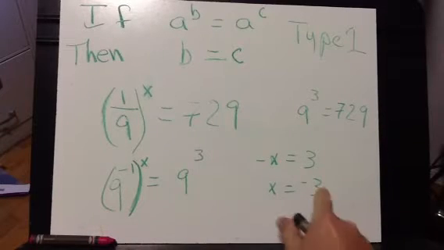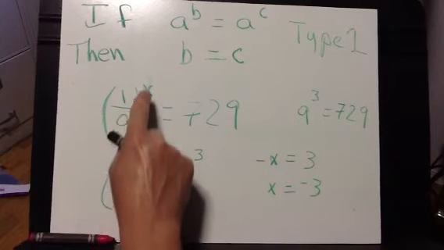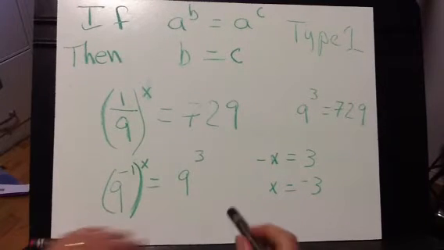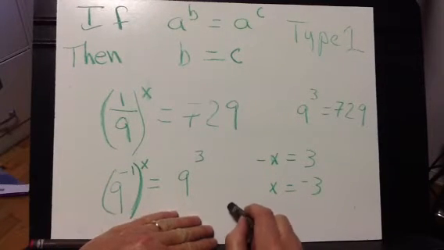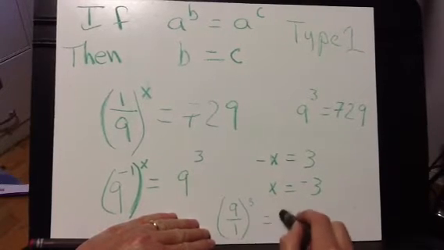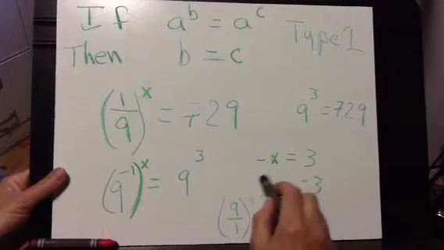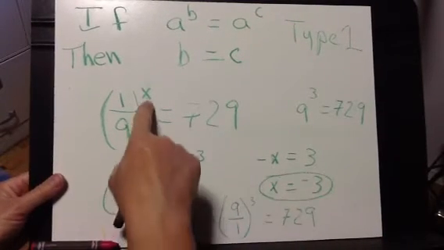And if we try that answer back in the original problem, 1/9 raised to the negative third power would be the same as 9 over 1 raised to the third power, which is 729. X equals negative 3 is the solution. It's what x could be.